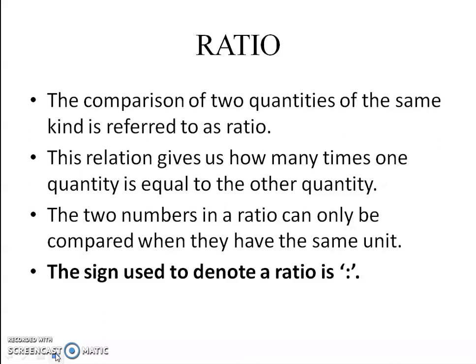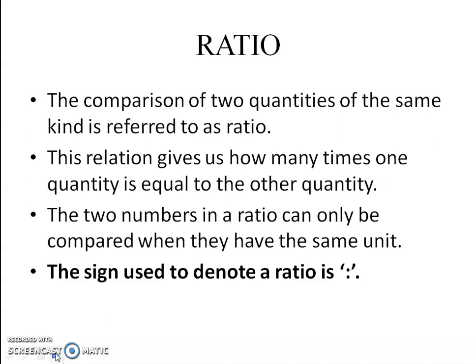Okay, children? Now, once again, we use ratio to compare two quantities. This relation gives us how many times one quantity is equal to the other quantity. That is how I explained. For 1 cup of rice, you need 2 cups of water to cook it. The two numbers in a ratio can only be compared when they have the same unit. Here in my example, I am taking the same cup. Okay, 1 cup of rice and 2 cups of water.